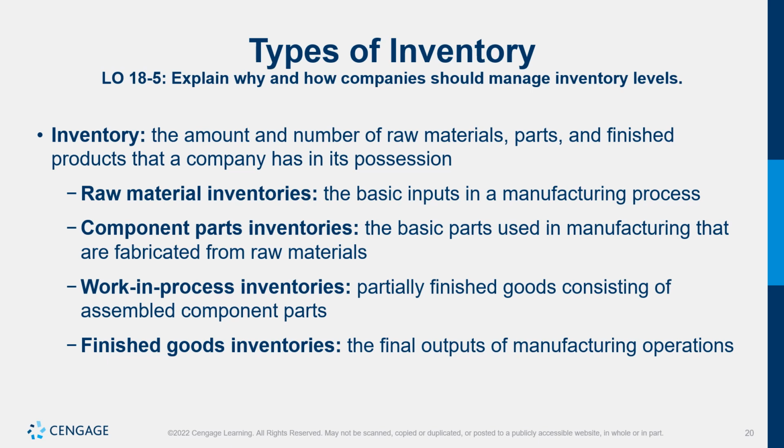Raw material inventories are the basic inputs in the manufacturing process. Raw materials are fabricated or processed into component parts inventories, meaning the basic parts used to manufacture a product. The component parts are then assembled to make unfinished work in process inventories. Finished goods inventories are the final outputs of the manufacturing process.